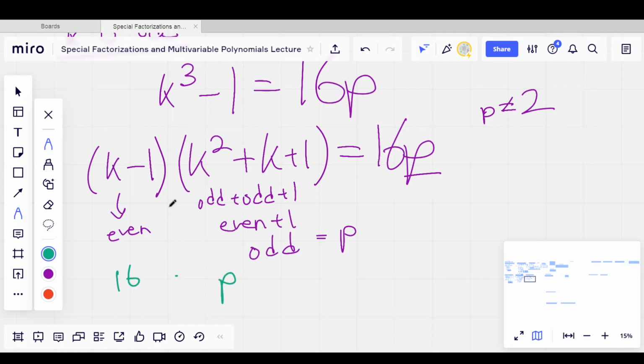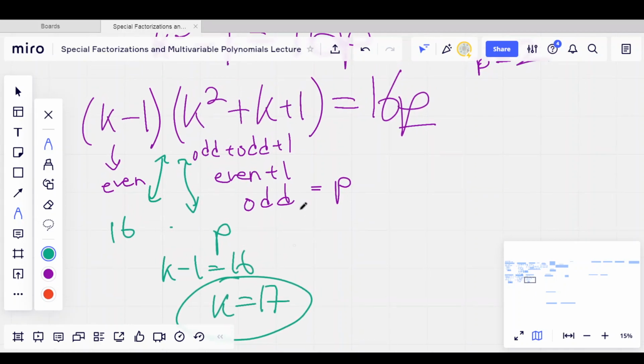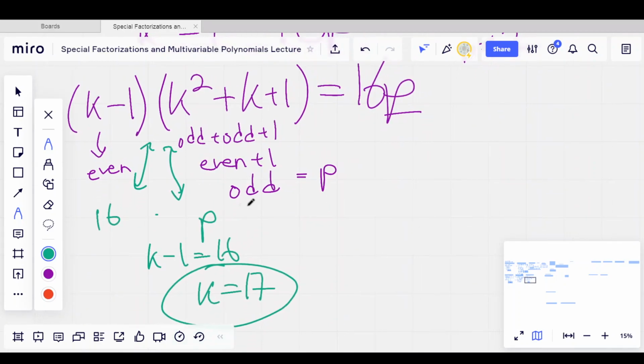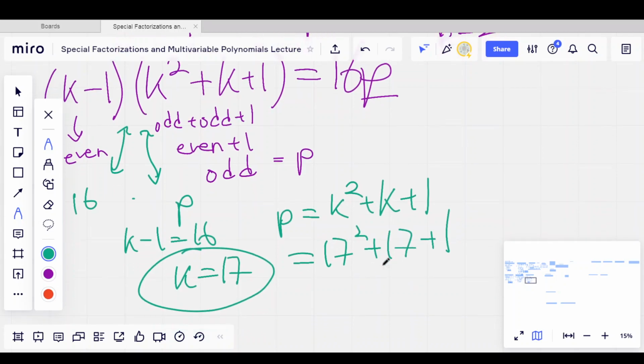So we just match these. And then k minus 1 is 16, and k is 17. Now we haven't found the value of p yet. So we just substitute this k into k squared plus k plus 1. So p equals k squared plus k plus 1. Substitute 17, and you get 307.